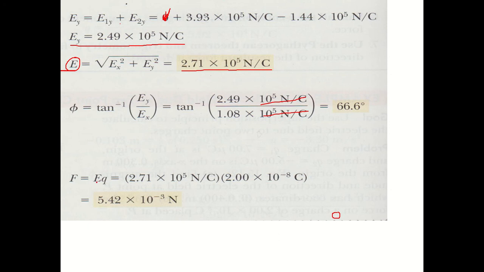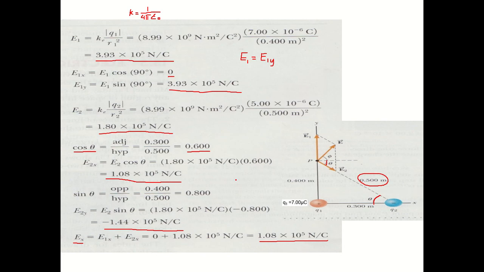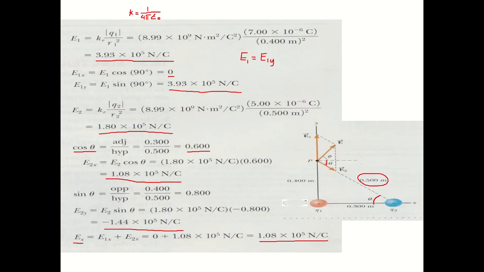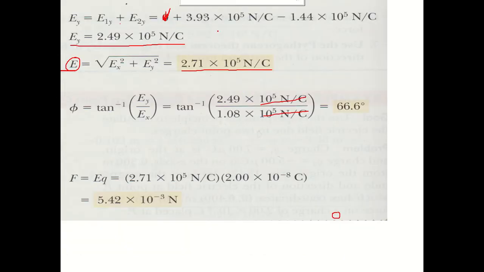All right, so F is equal to EQ, no? EQ meaning the product of the electric field and the charge. So electric field is 2.71, multiplied by Q. Q is as given in the problem. So, find the force on a charge of, so we have to make use of this. So that's why we have to multiply the resulting E, which is the electric field, by that given 2 times 10 to the 8 coulomb.